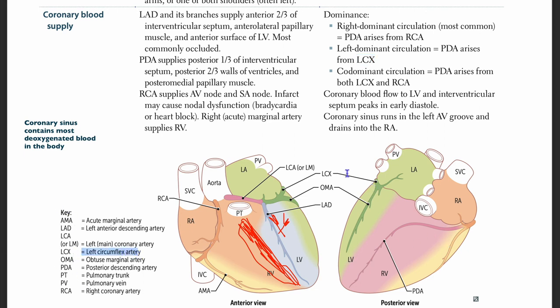So LCX is this thing right here, the green, and that comes from, if you flip this over, it's right here. So LCX is coming from the left coronary artery, right? So the pink one is coming from here, from, I guess, the origin of the aorta, travels at the border of the left atrium, and then goes behind the left atrium, and that's where the left circumflex artery can turn into posterior descending artery in some people.